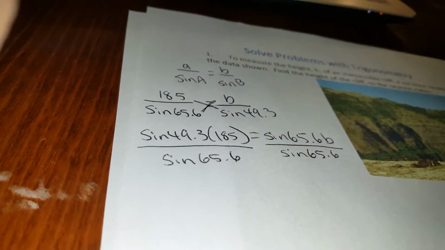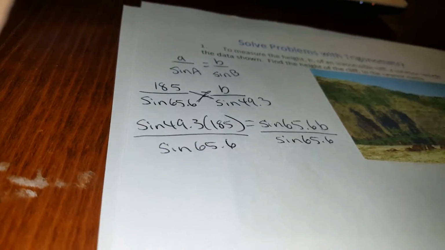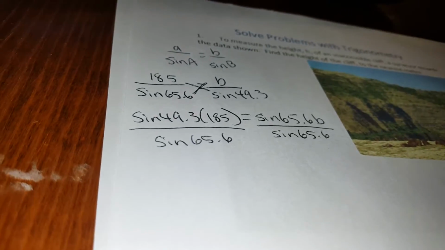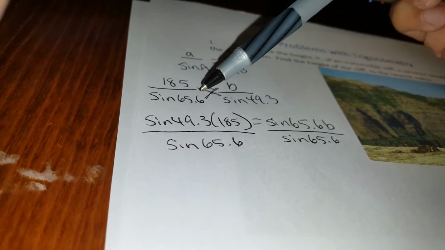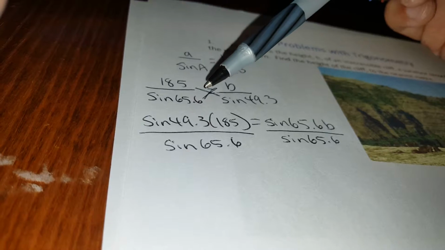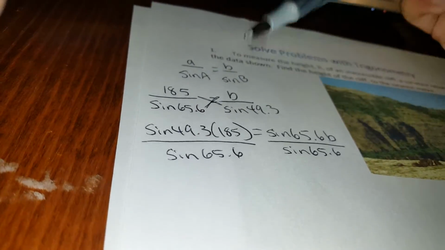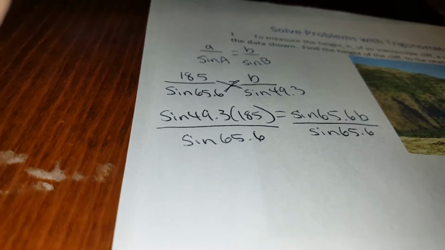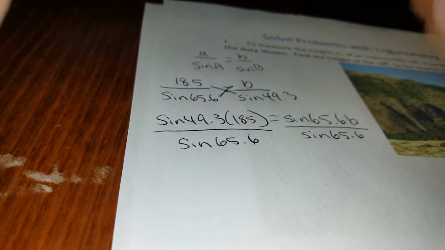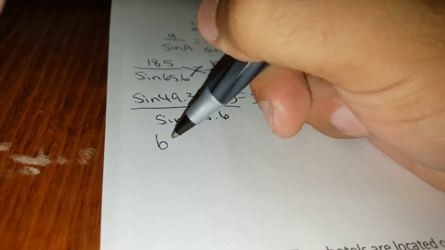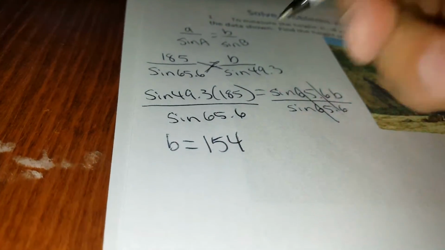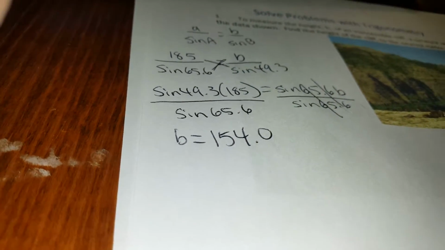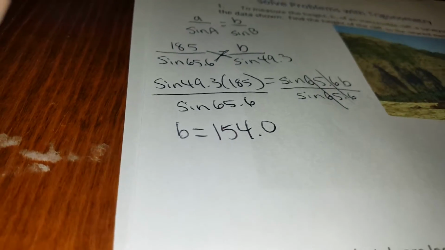So I would hit sine 49.3, hit equals, then multiply it by 185, hit equals again, then divide by sine of 65.6, because if not, it's going to get BEDMAS wrong, and it's going to end up taking sine of 49.3, and then multiplying it by 185 divided by 65.6, which is not the same thing. So make sure you do that in the proper order. So these cancel out, and B equals 154. I've pre-worked all of these out, so you should just be following along and doing this on your calculator. So now we know that side B is 154.